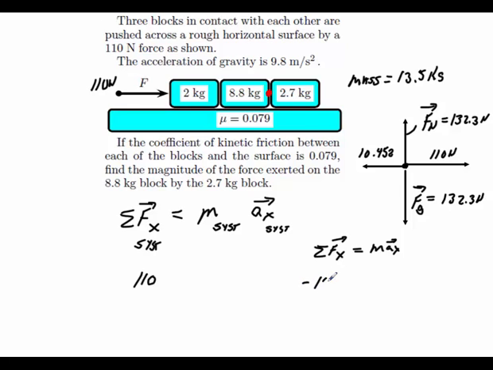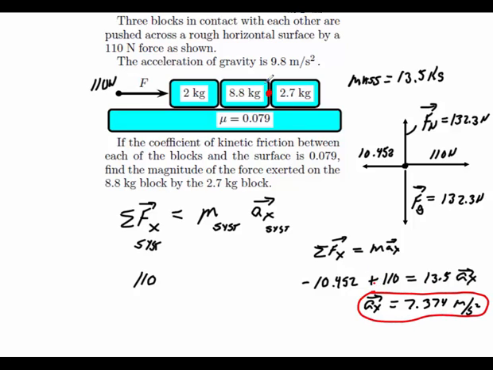I'll get minus 10.452 plus 110 is equal to 13.5 times my acceleration in the x direction. So minus 10.452 plus 110, and then we divide by 13.5. That gives me the acceleration in the x direction of the system, or of each block, of 7.37374 meters per second squared. Okay, so now we have the acceleration of the system.